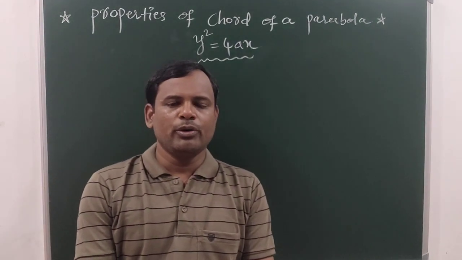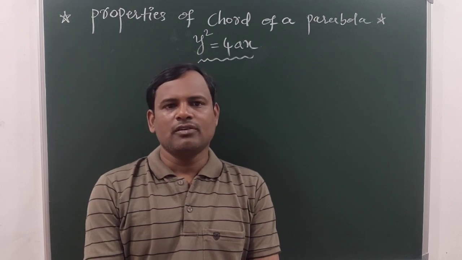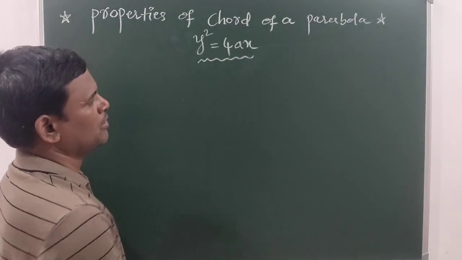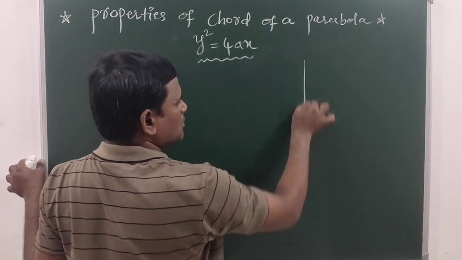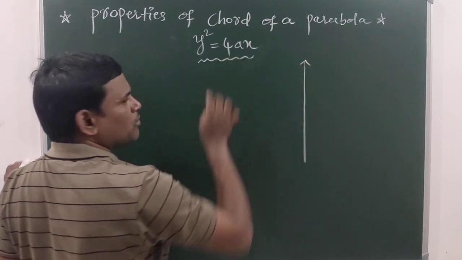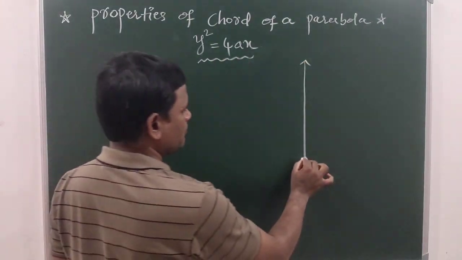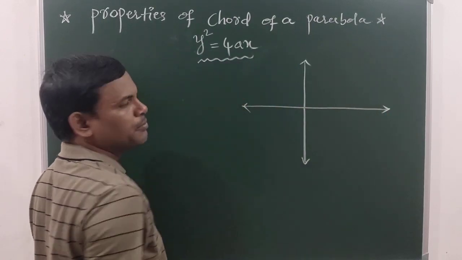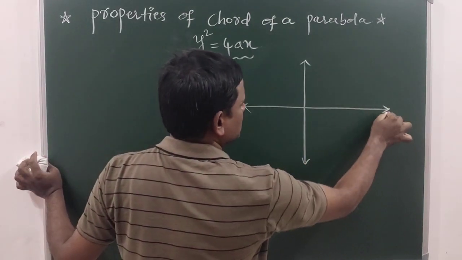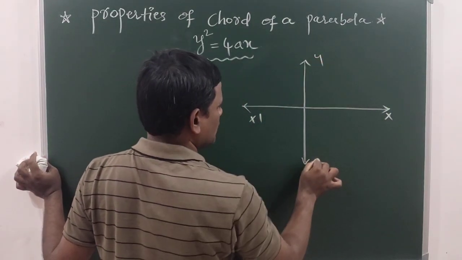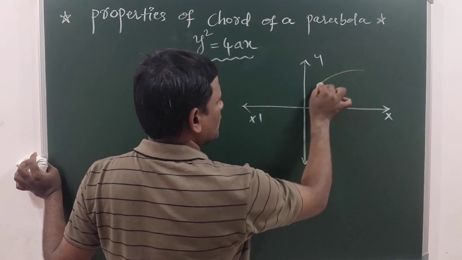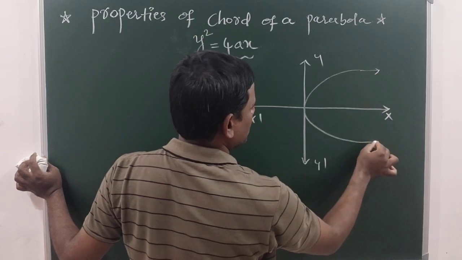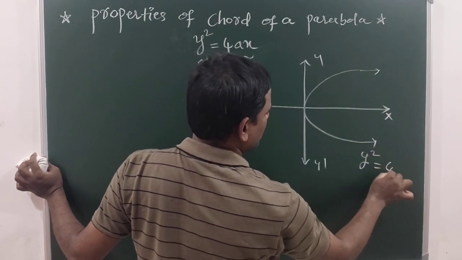In this class, now I am going to explain to you the properties of a chord of a parabola y square is equal to 4ax. This is known as the standard form of a parabola. If we draw the graph of this parabola, we get it like this. y square equal to 4ax.